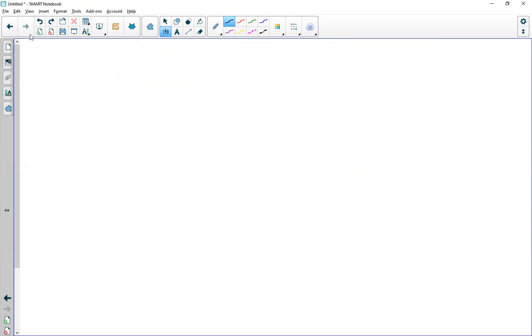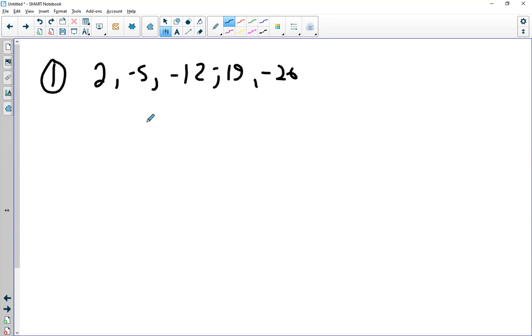So like number 1, it is. When it says explain why or why not, you're just going to tell me the pattern. So in this case, number 1, 2, -5, -12, -19, -26. This one is adding a -7. You can also say just subtracting 7 each time.